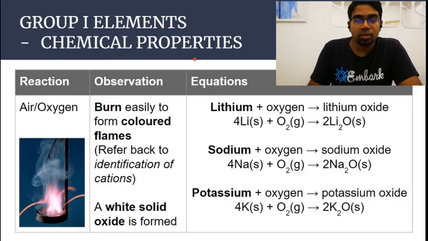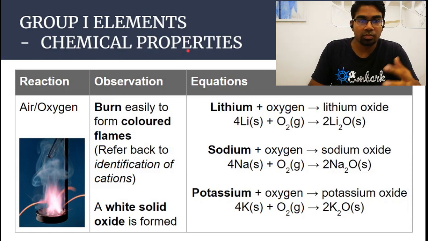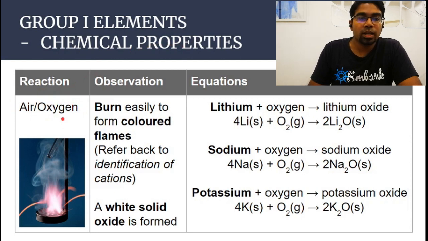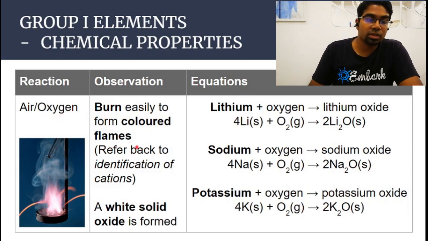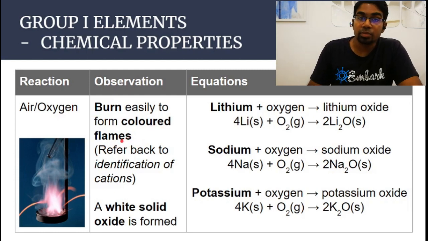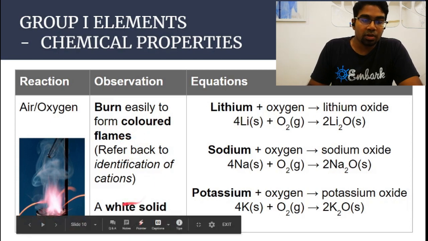Chemical properties have everything to do with chemical reactions. There are three main things that we look at. One is the reaction with oxygen. Group 1 elements react easily with oxygen. They burn easily to form colored flames. When you expose them to oxygen, some may need some igniting, but they will form colored flames. And after the flames have died down, a white solid oxide is formed.